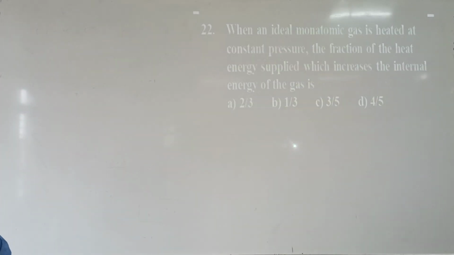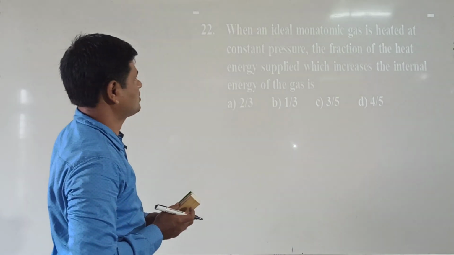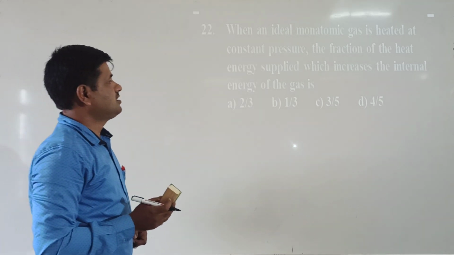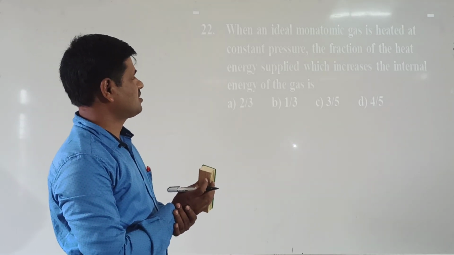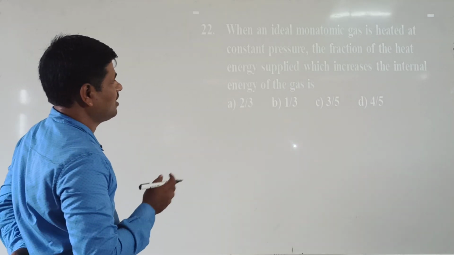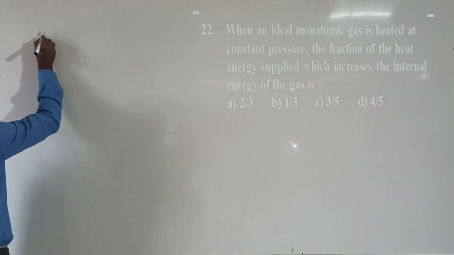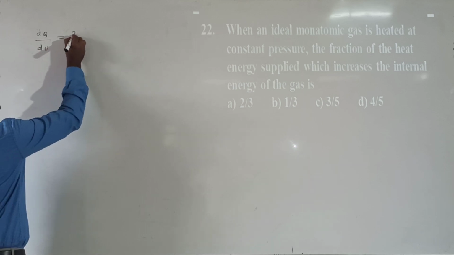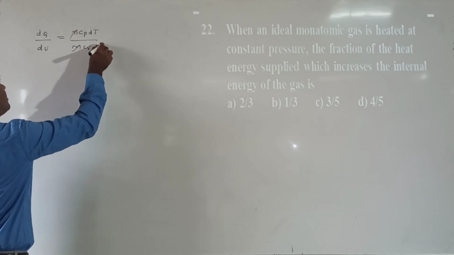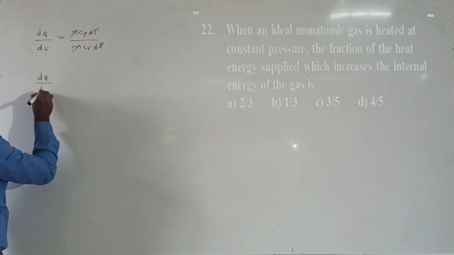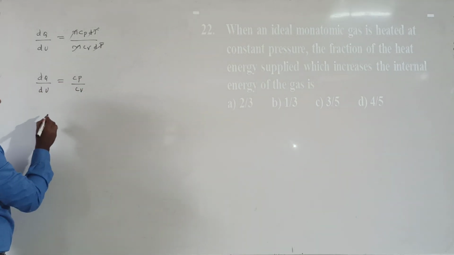Next we move to question number 22. When an ideal monatomic gas is heated at constant pressure, the fraction of heat energy supplied that will increase the internal energy is asked. Now what are we writing here? Fraction is asked here. Now dq by du. dq is equal to n Cp dT, du is equal to n Cv dT. n cancels, dT cancels. dq by du is equal to Cp by Cv.